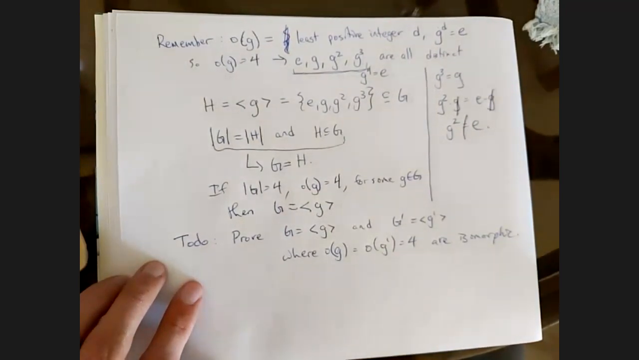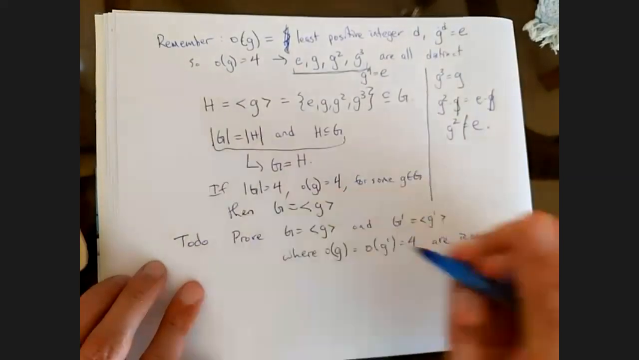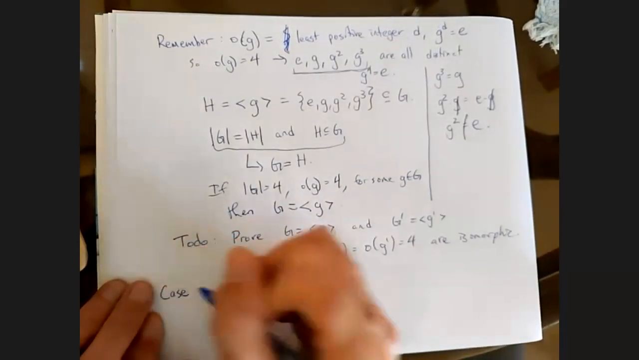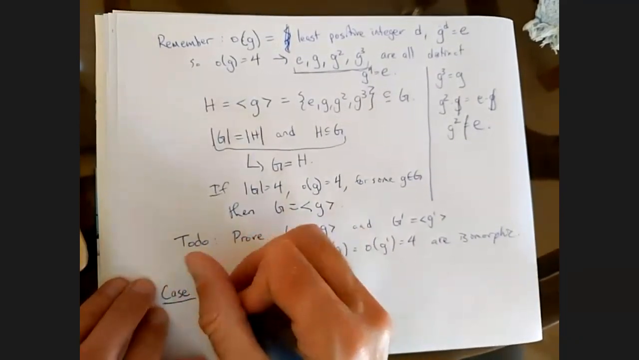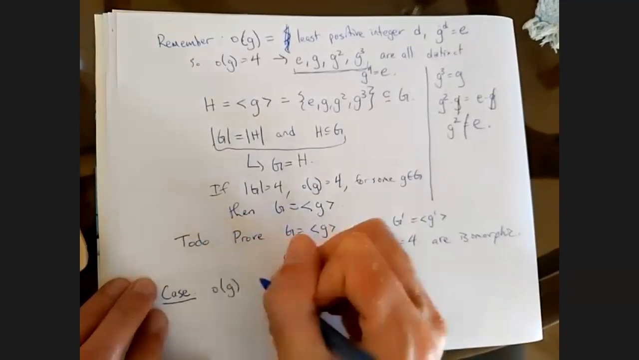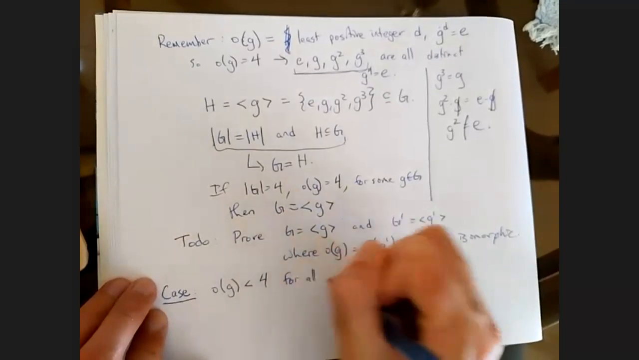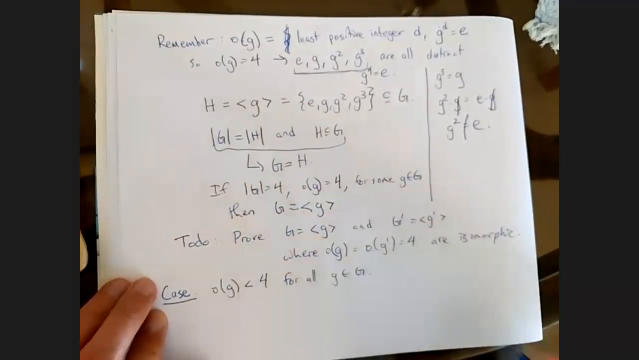Now there's another possibility. The other possibility is that the group G has no elements of order 4. The second case would be that the order of g is less than 4 for all g in G.